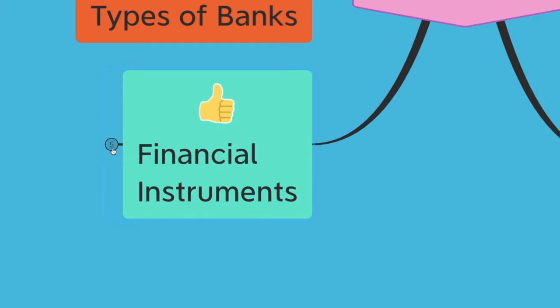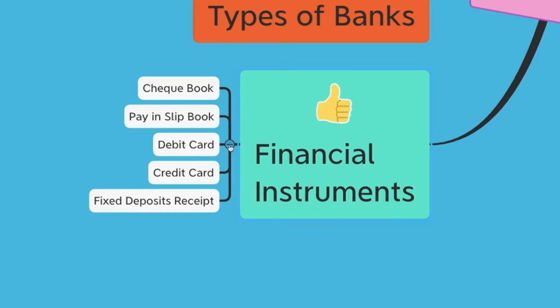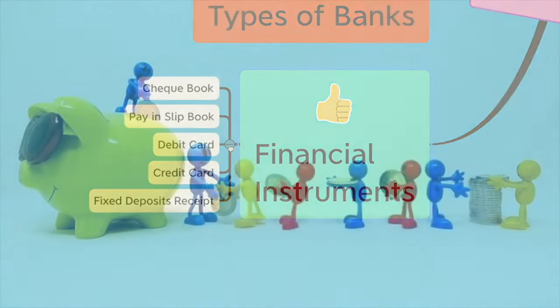Financial instruments. So you have a checkbook, pay-in slip book, debit card, credit card, fixed deposit receipt. Financial instruments: any instrument which is used to do a financial transaction is called a financial instrument. Now I'll give you an example of it.